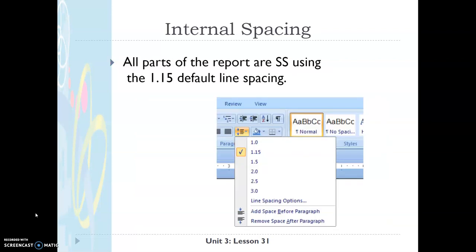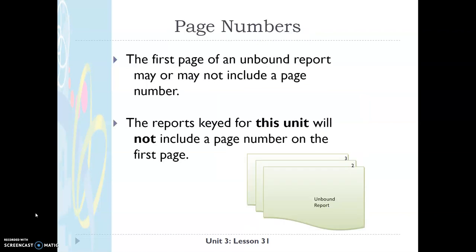Now, when it comes to internal spacing of the report, proper formatting is 1.15, which is the default spacing. Let me restate that. All parts of the report are single-spaced, but it is using a default spacing of 1.15. So it's not exactly single space, but it's not 1.5 or double. It's kind of in between. So make sure that you set your spacing to 1.15 before you begin typing your reports.